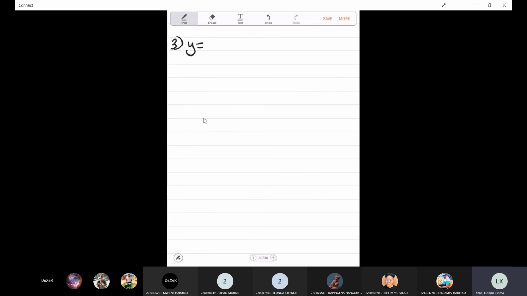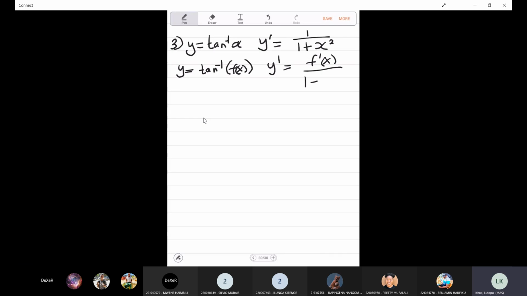Then the same thing is true for tan inverse. We have y is equal to tan inverse of x, we say that y prime is equal to 1 over 1 plus x squared. So if y is equal to tan inverse of f of x, then y prime is f prime of x over 1 plus f of x squared.